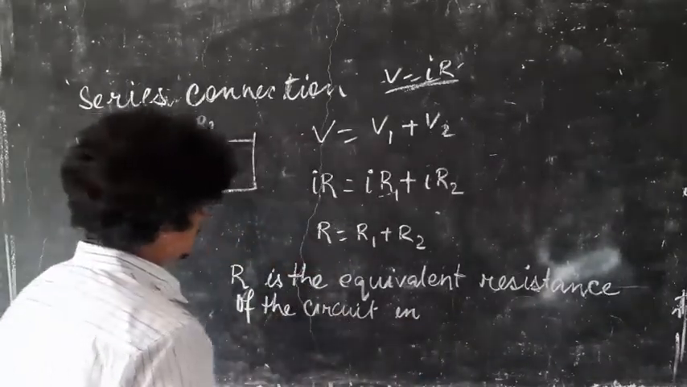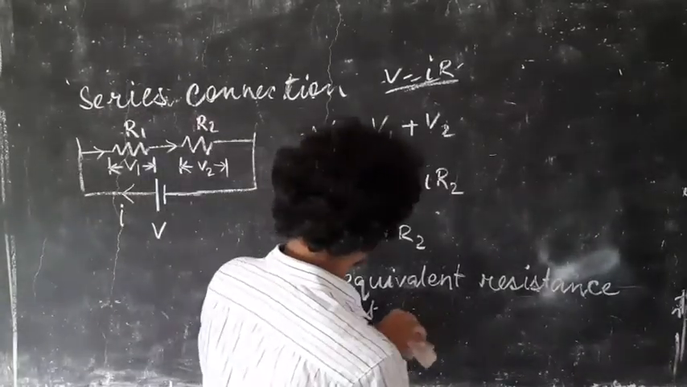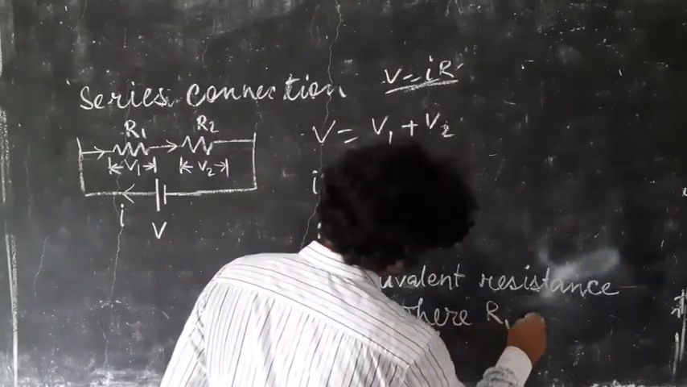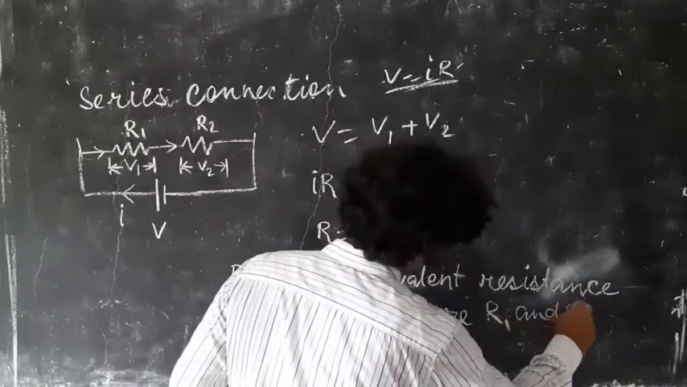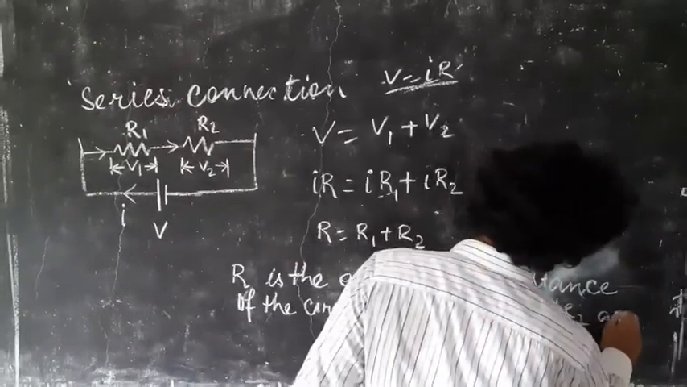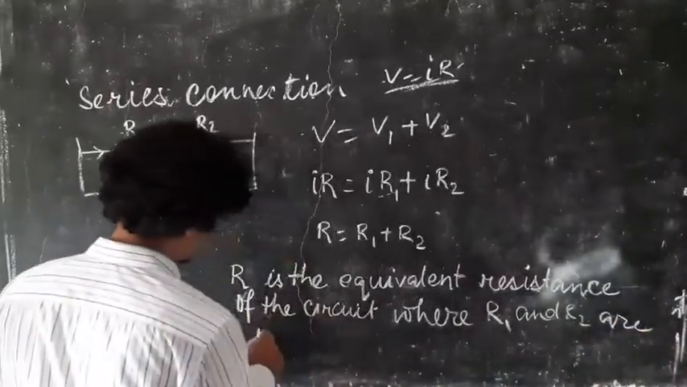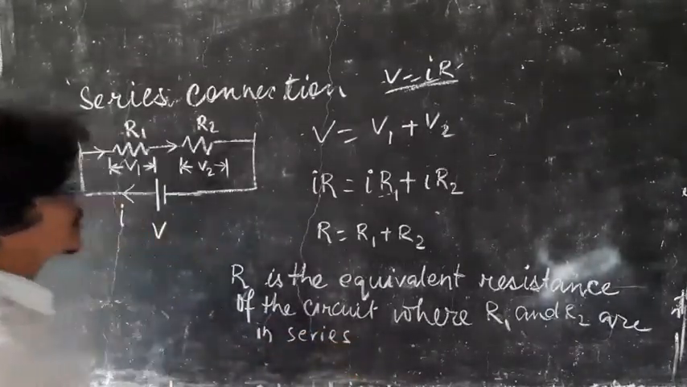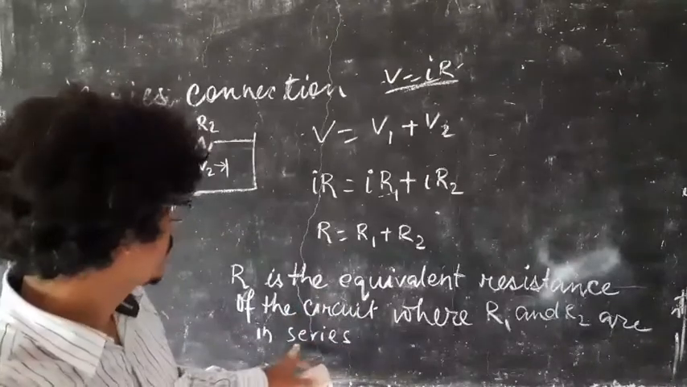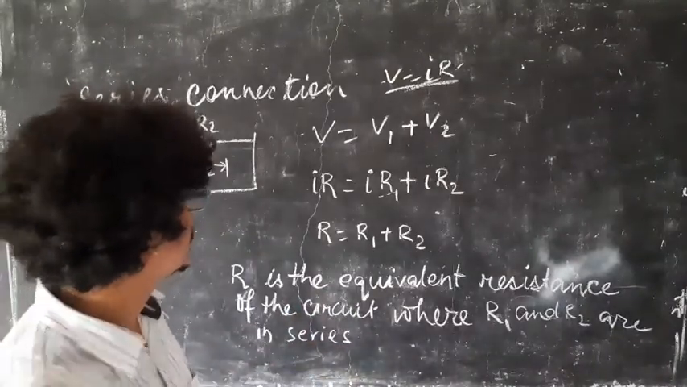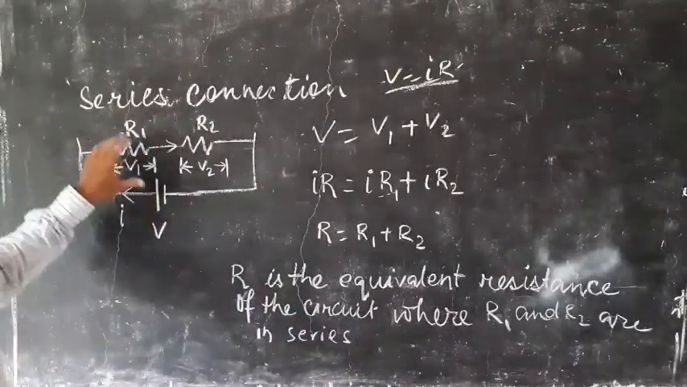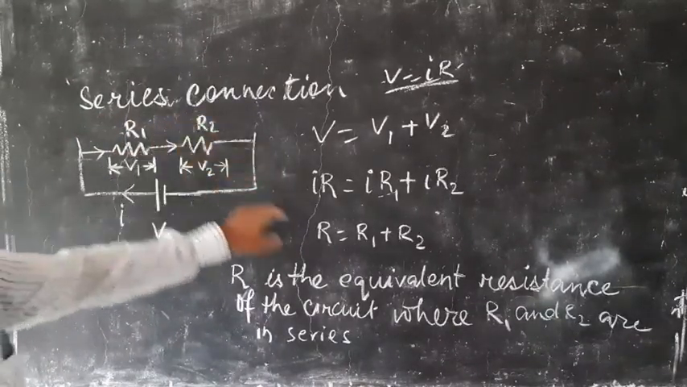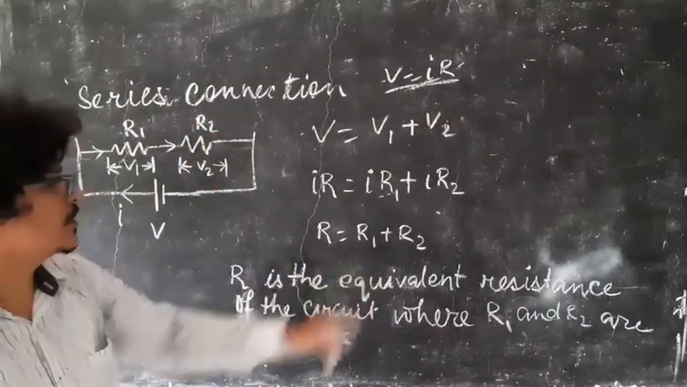R is the equivalent resistance of the circuit. Here R1 and R2 are in series. That means we can replace this R1 and R2 with a single resistance having value R equal to R1 plus R2.